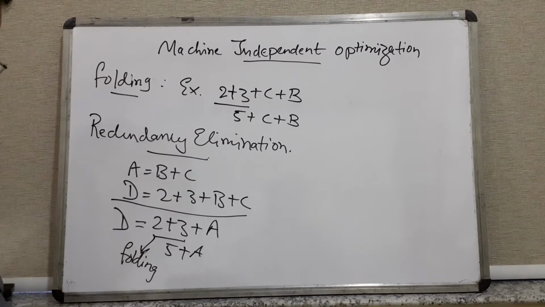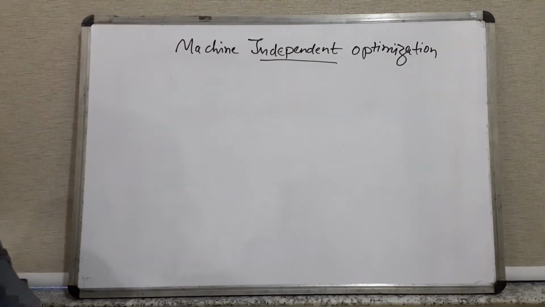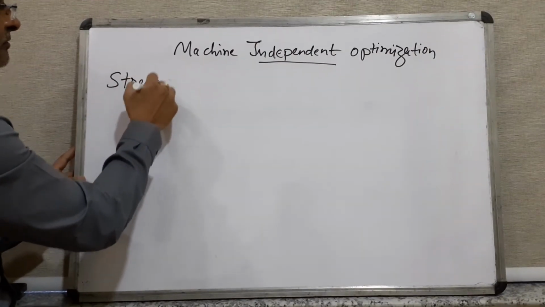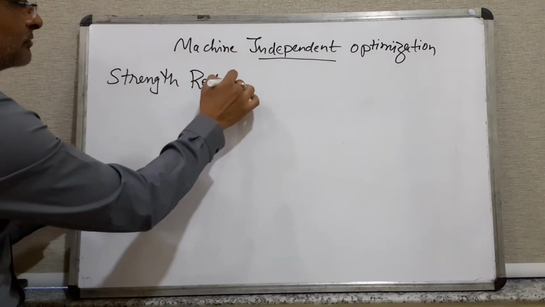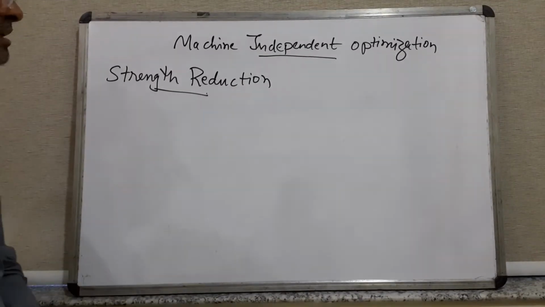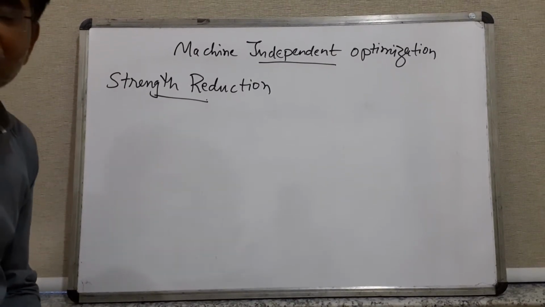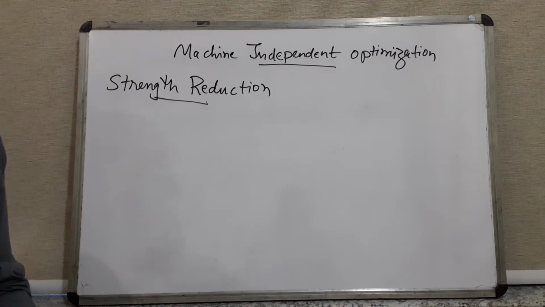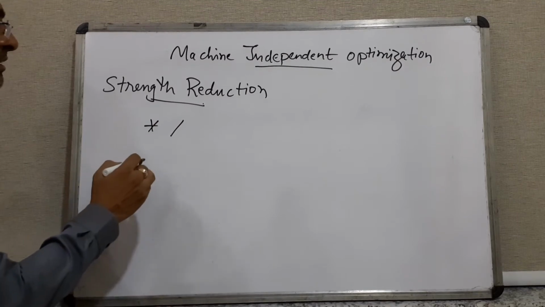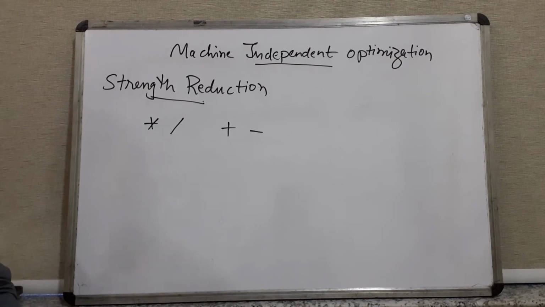The next technique, which is interesting, is strength reduction. What is strength reduction? We want to reduce the strength of the operators, that is, replace a costly operator by a cheaper one. Let's say multiplication takes more time compared to plus and minus. In such cases, we should try to replace the costly operator.